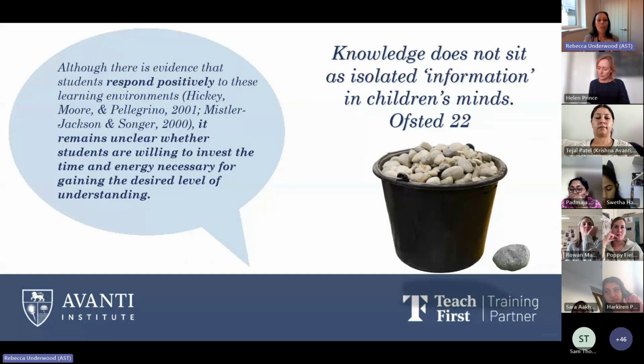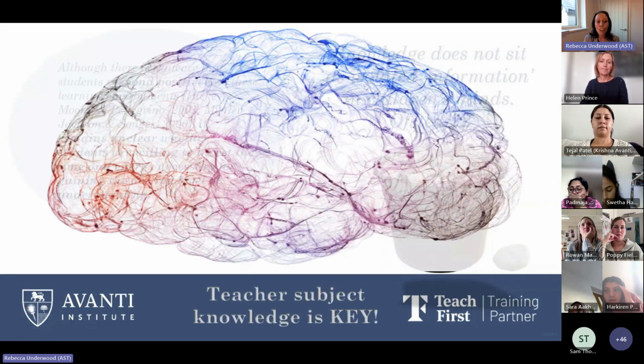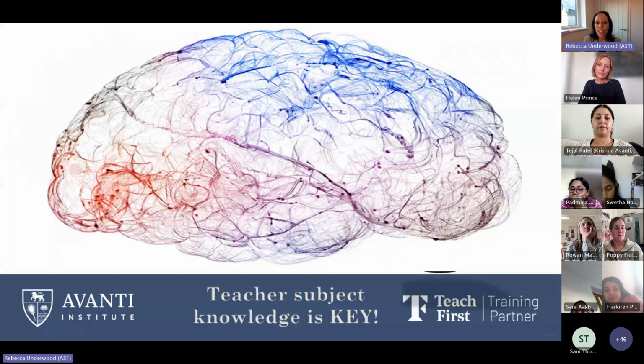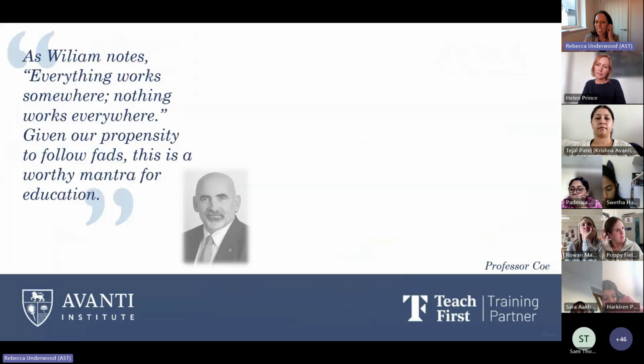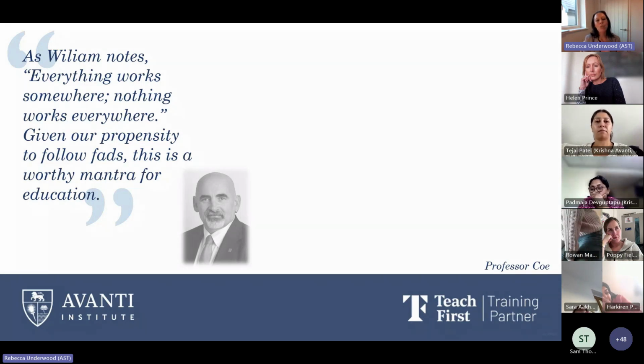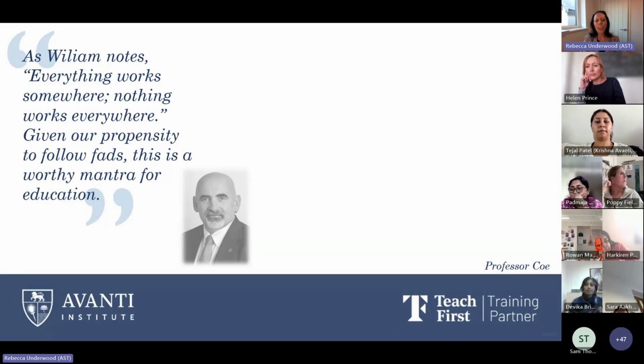As William notes, and I love this and I use it quite a lot, everything works somewhere but nothing works everywhere, and it's about you having that autonomy as a teacher, thinking they're not really learning this afternoon. I'm going to stop. I'm going to go off lesson plan and I'm going to do it this way, because last week they worked brilliantly with this medium or this format. So having that autonomy and that agency that you can make the decisions.